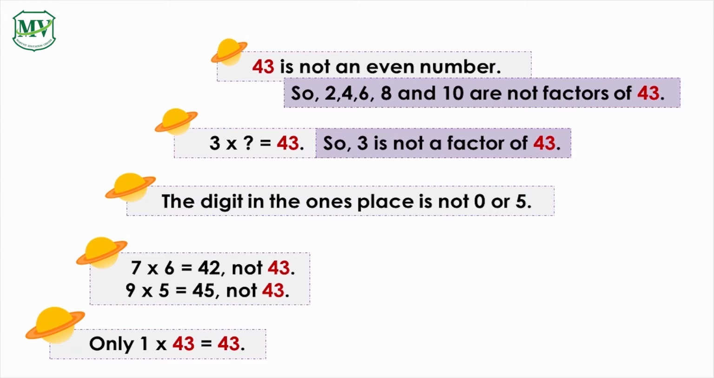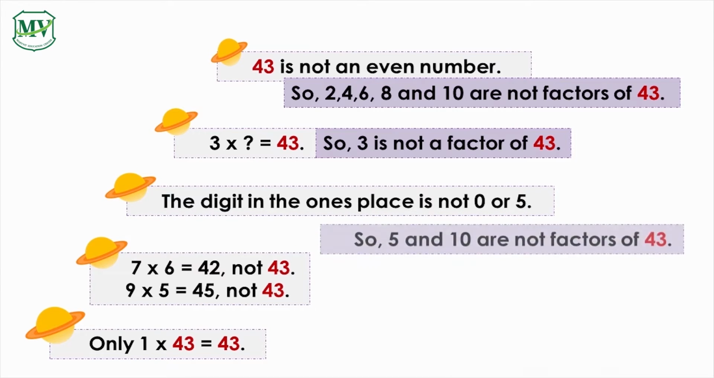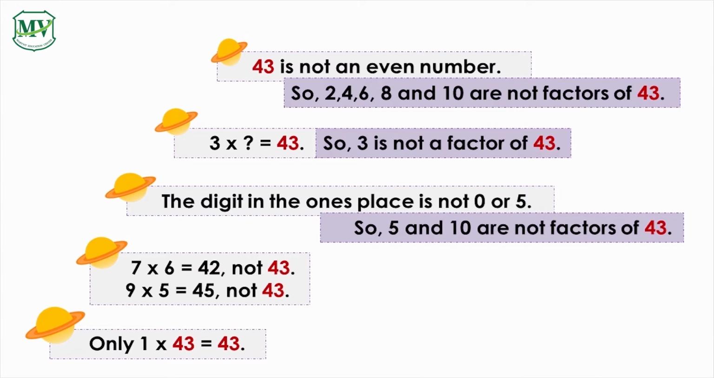Is there a 0 or 5 in the ones place of 43? Definitely! There is no 0 or 5 in the ones place of 43. So 5 and 10 are not factors. Can you think of a number to multiply 7 to get 43? Yes, you're right. There is no number to multiply 7 to get 43. 7 times 6 is equal to 42 and not 43.